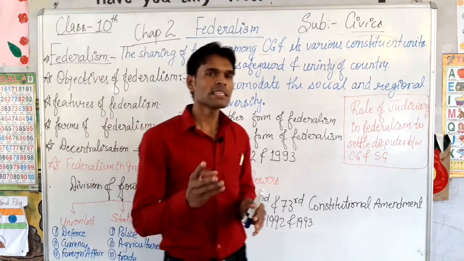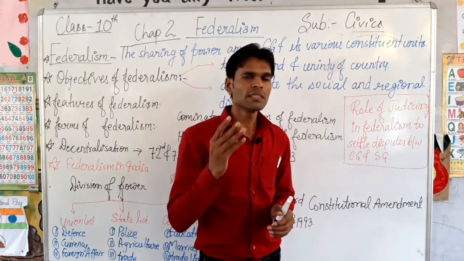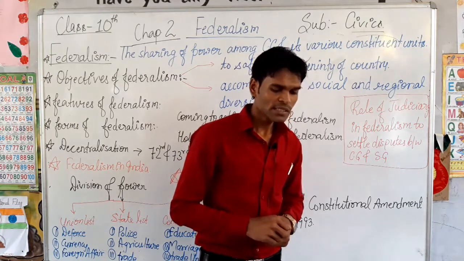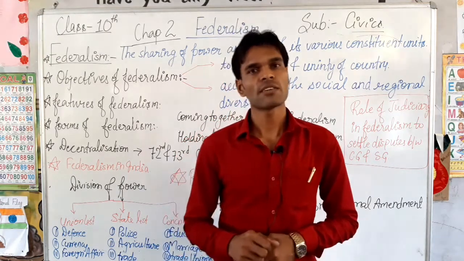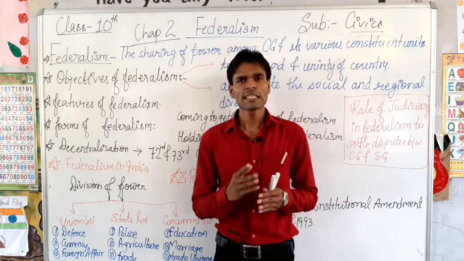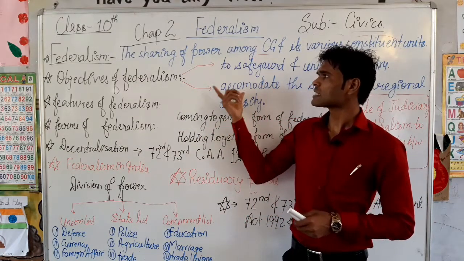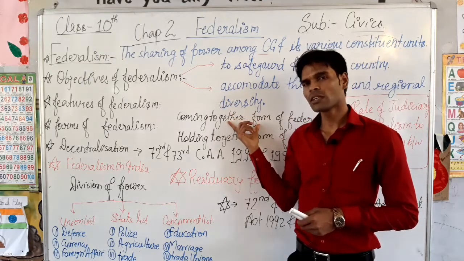So in federalism there exist a minimum of two governments, that is the central government and the state government. But in some countries having a mass of population, three types of government exist. One is the central government, one is the state government, and one is the local government.